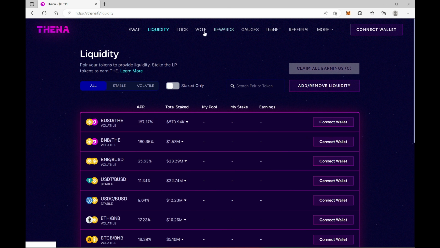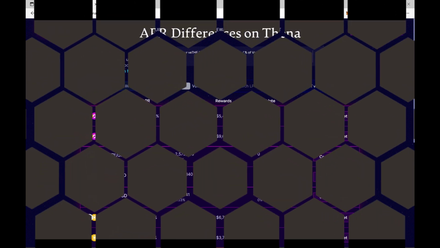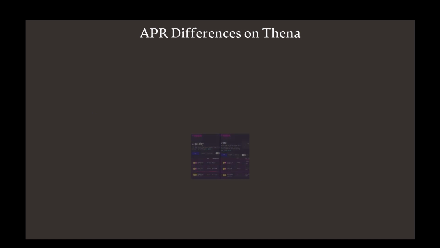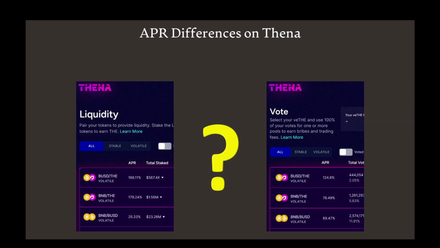Okay, let's now move over to the vote page. Again, you can see that there are several pairs listed here too. Using the same pair, the APR for the BUSD pair is approximately 124%. There are no mind games at play here. The APR for a liquidity pair on Thena's liquidity page is clearly different to the one on the vote page. What is the difference? Let's dig a little deeper and find out.